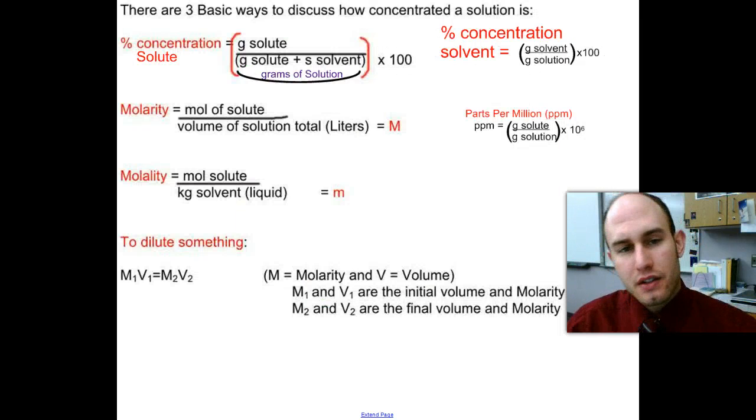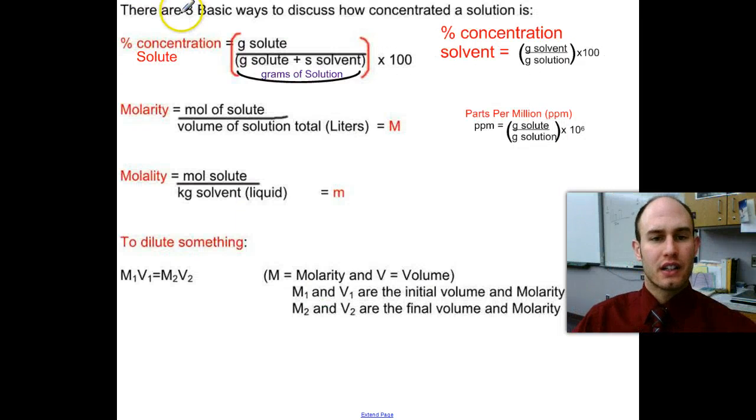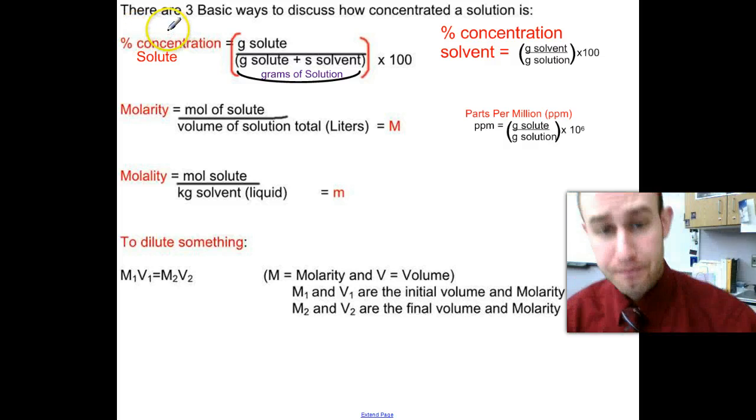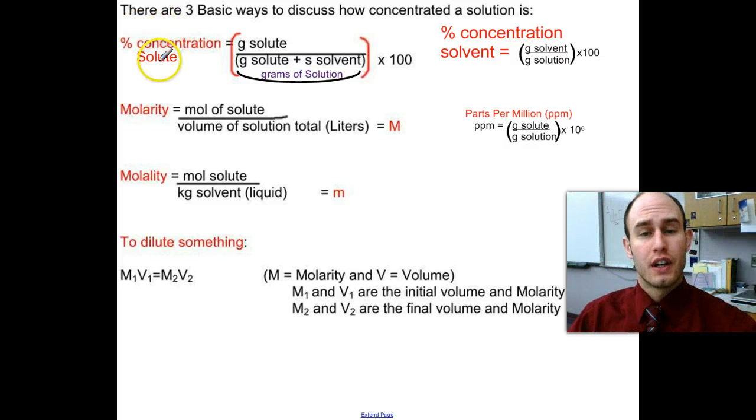These are the equations that we're going to be using here, and it says 3 basic ways, but there's a few more because there are variations of these equations. And really you can get these copied down. It's percent concentration of a solute. So again, what's being dissolved in the solution?